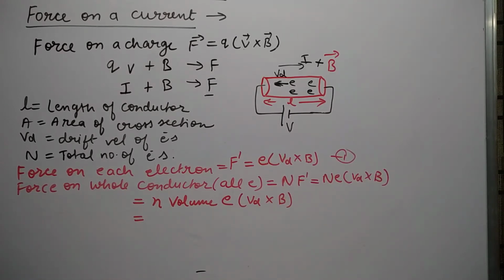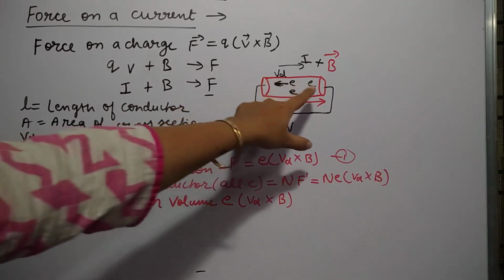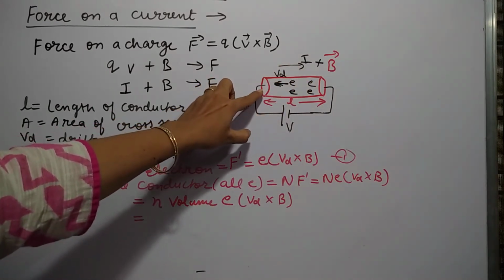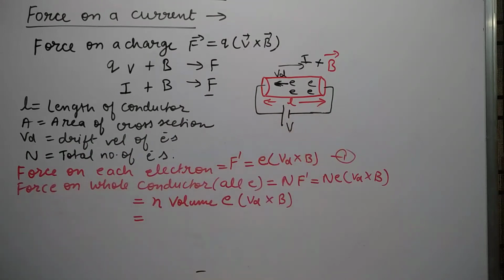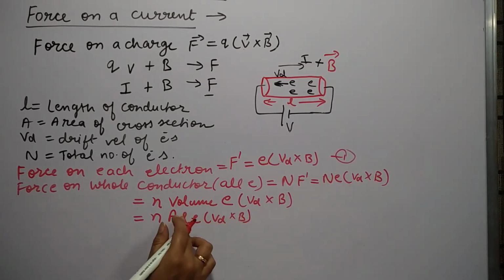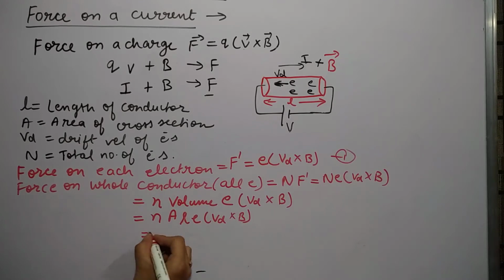After that now, do we know the volume of this conductor? So see, the area of cross section is A and length is L. So I will break the volume now as area into length. This is length.